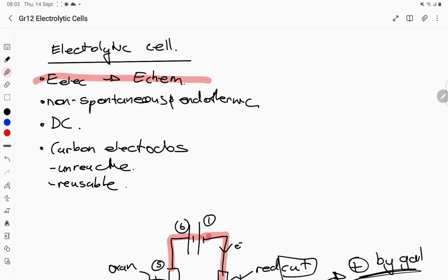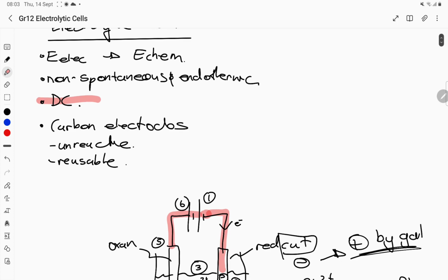So the first thing is that electrochemical cells or electrolytic cells convert electrical energy into chemical energy. So you are putting energy into the system to store it in forms of compounds, etc. Now, electrolytic cells are non-spontaneous and endothermic. It's like the opposite of the galvanic cells.